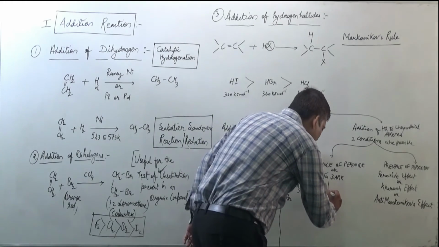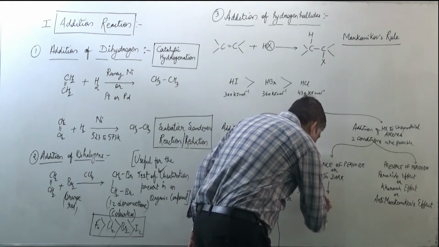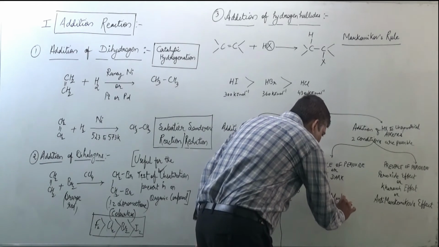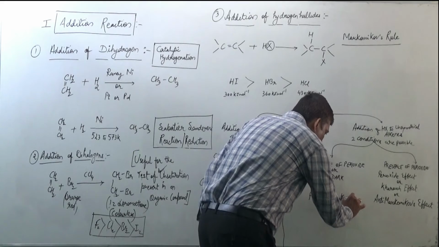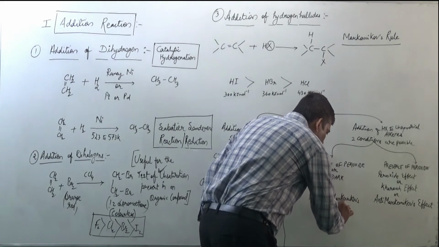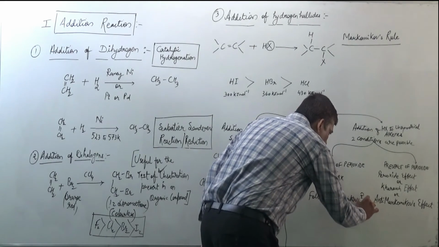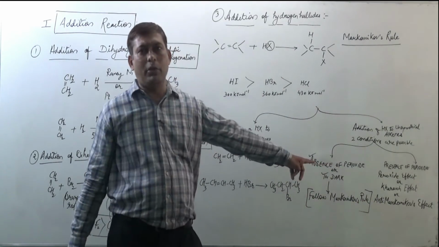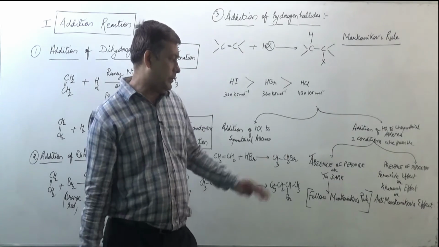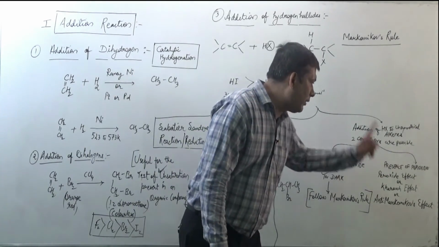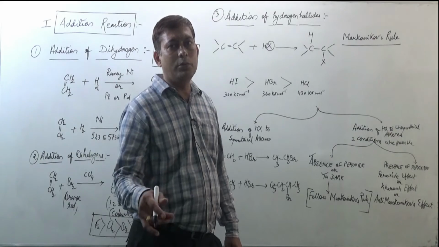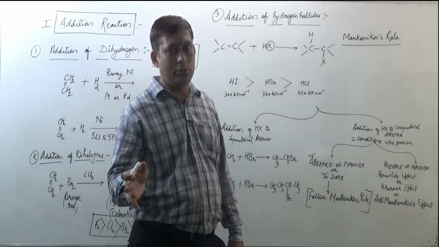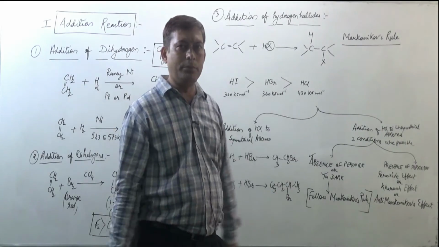So I am writing the summary of Markovnikov rule, which we have to follow when the peroxide is absent or in dark, and in the presence of peroxide we have to use anti-Markovnikov rule. Anti-Markovnikov means opposite to that of Markovnikov rule.